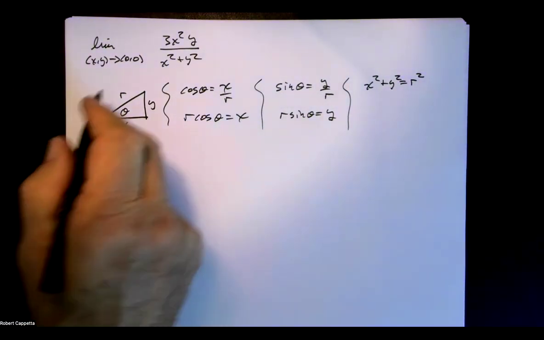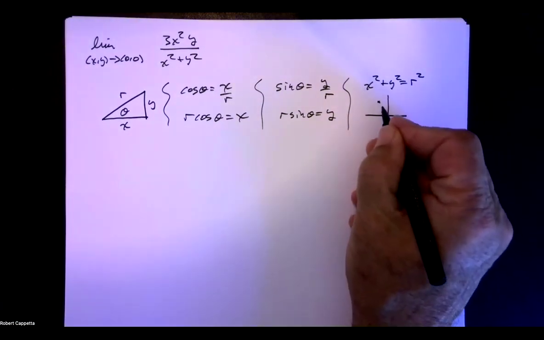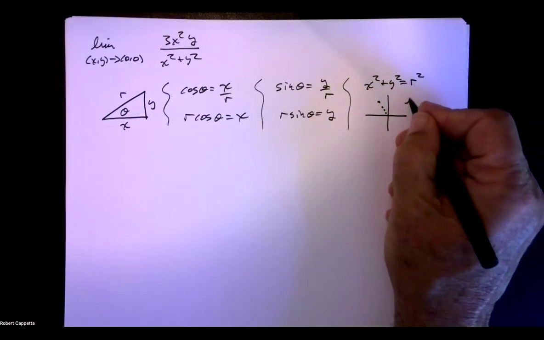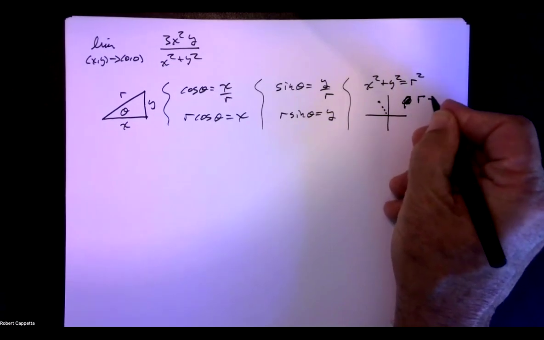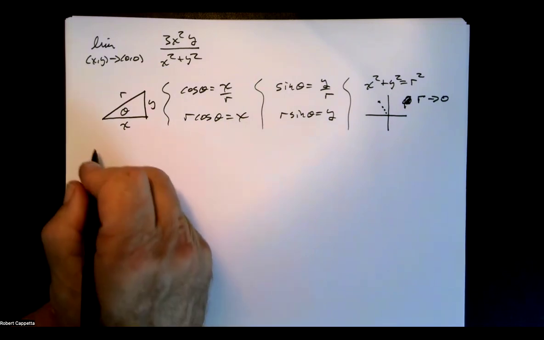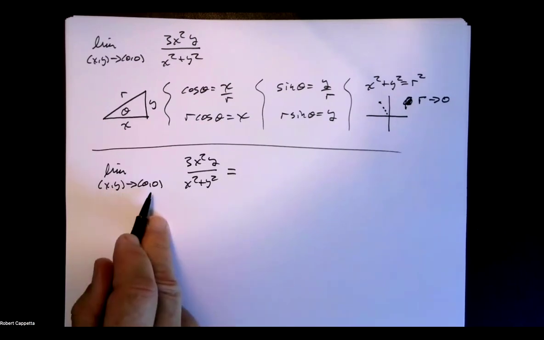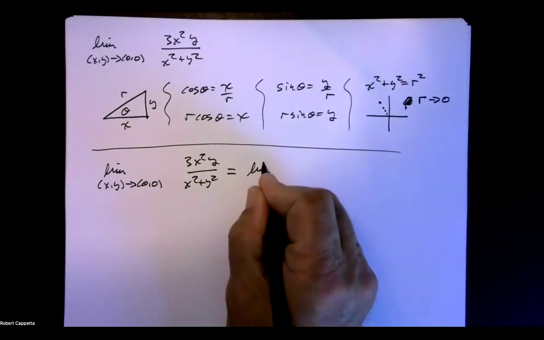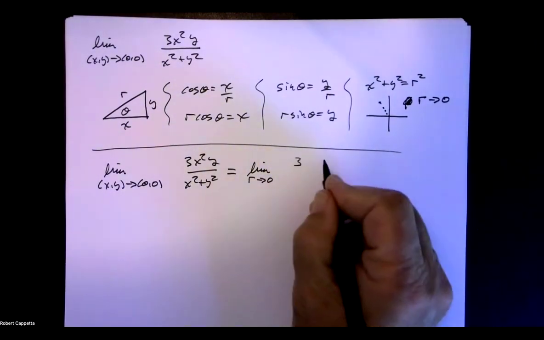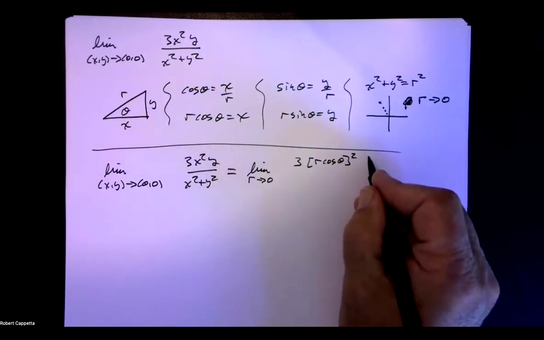We know that. But more importantly, if (x, y) is approaching (0, 0), if we have these dots getting closer and closer to 0, what's happening there is that r, the distance from the origin, is getting closer and closer to 0. So we can write this in the following format, making our substitution. Instead of the limit as (x, y) approaches (0, 0), I'm going to say the limit as r approaches 0. Instead of x, we're going to say r cos theta, squared, and instead of y, we're going to say r sine theta.